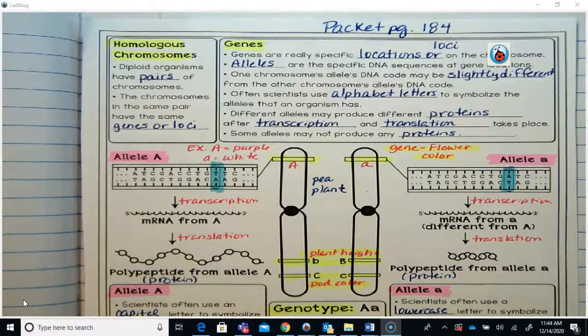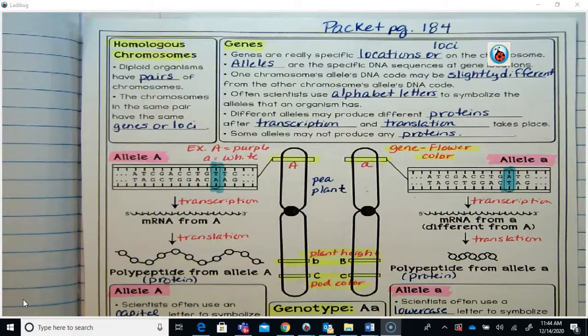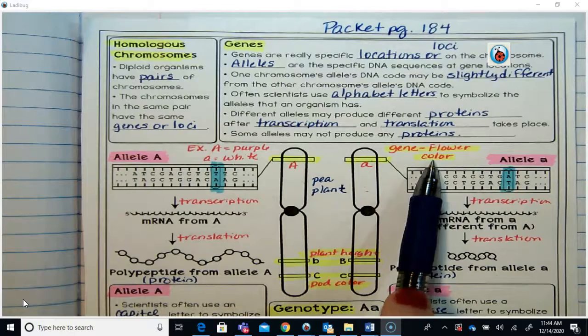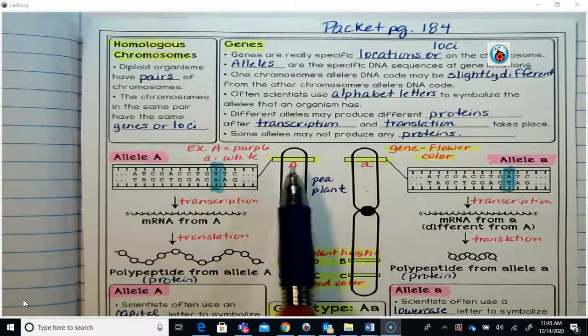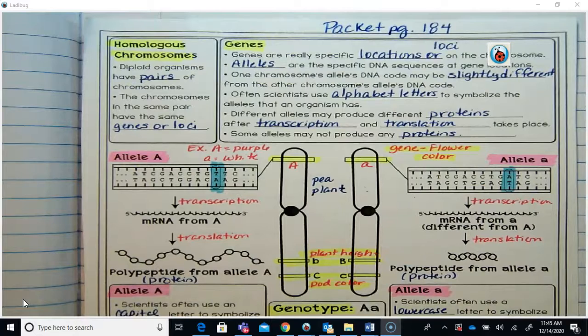Let's begin. In the first box titled homologous chromosomes, we see that diploid organisms have pairs of chromosomes. The chromosomes in the same pair have the same genes, or what we call loci. In the box labeled genes, genes are really specific locations or loci on the chromosome. So for example, we have the gene for flower color, and it's found at the position right here on, let's say this is chromosome number 1 in a pea plant.